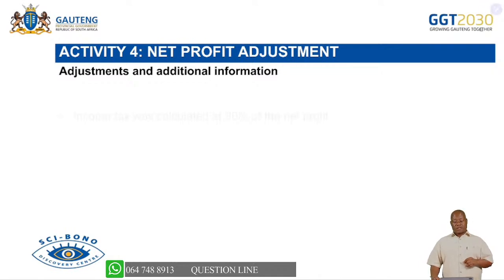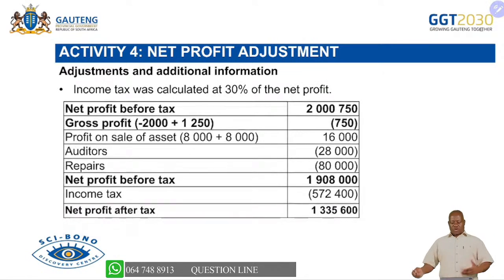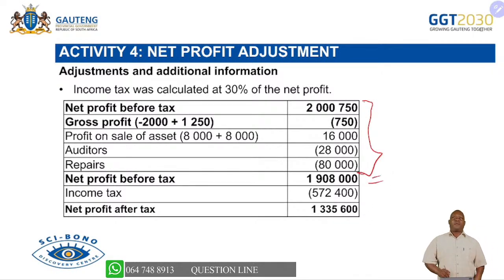We need information on tax. So income tax was calculated at 30% of the net profit. What does that mean? It means now we need our net profit before tax to calculate our tax. So we are going to find from the top going until here, and this is what we got. 1,908,000. So this is our net profit before tax.